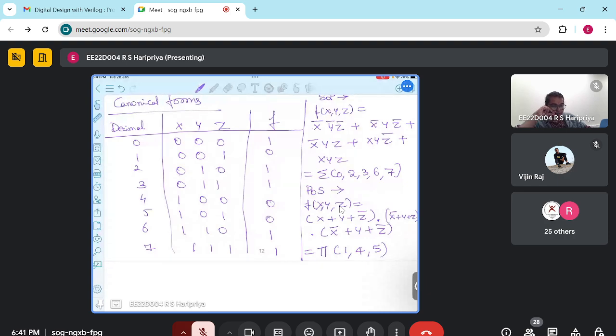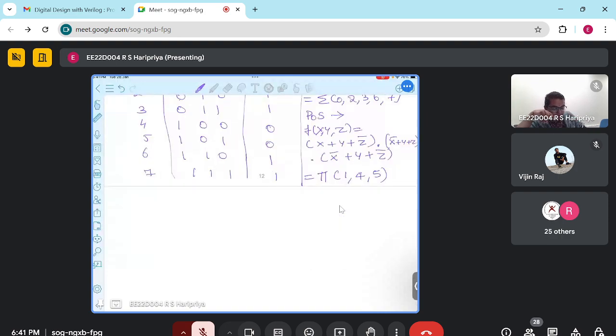So next, if we have some term, say t of x comma y comma z equals x complement y plus z complement plus xyz. Now we want to convert this to canonical SOP form. That means every term should contain all variables. In this term the missing variable is z, so we have to multiply with z plus z complement.